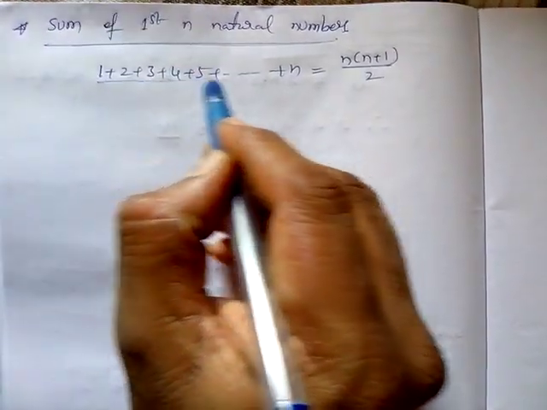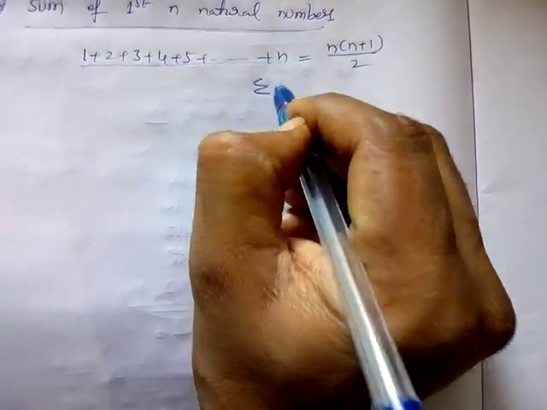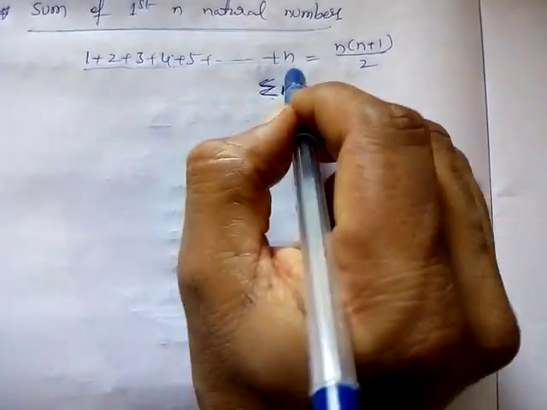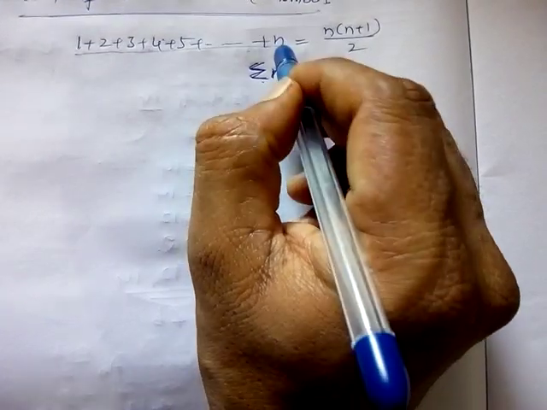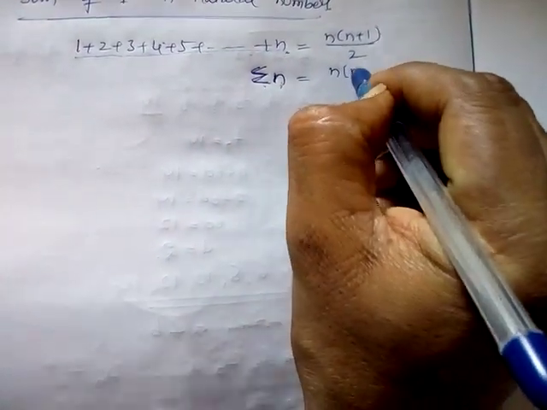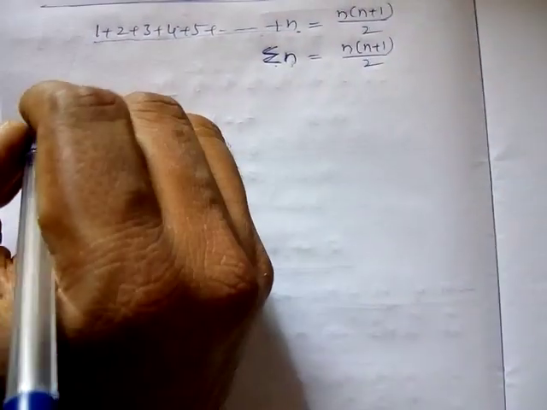Sum of first n natural numbers is denoted by sigma n. Sigma n means sum of first n natural numbers. This is the nth term of the series. So apply sigma: sum of first n natural numbers is n into n plus 1 by 2. Sigma means summation. So how to prove this?